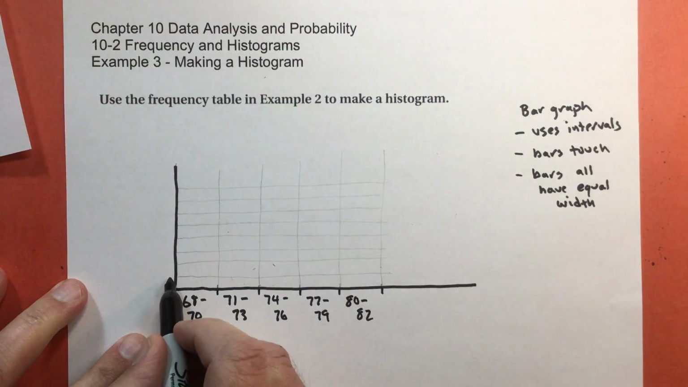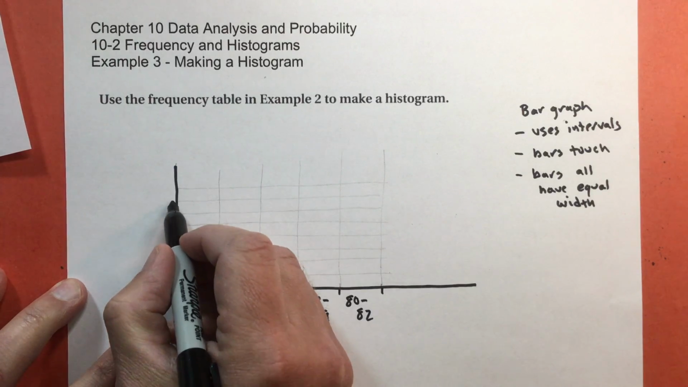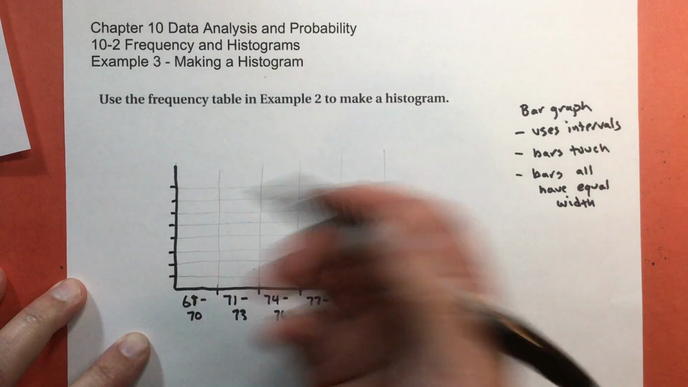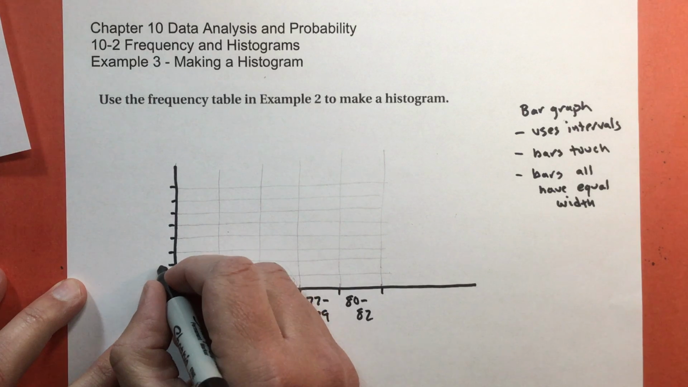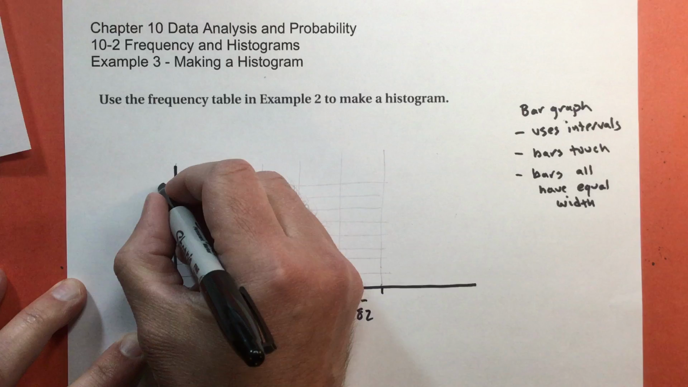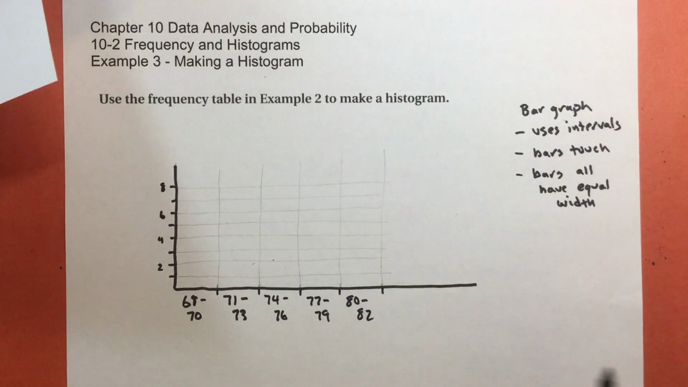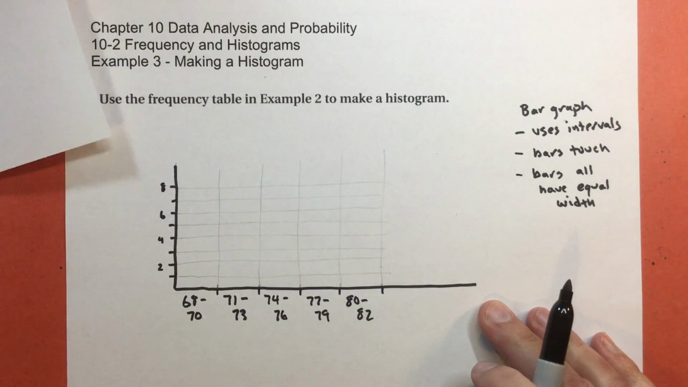Now over here on the side, I'll mark off the numbers. And you don't have to write 1, 2, 3, 4, 5. It's okay. People can figure that out. So I'll go 2, 4, 6, 8. All right. Now the only thing we have left to do is we need to draw the bars. Move that out of the way.